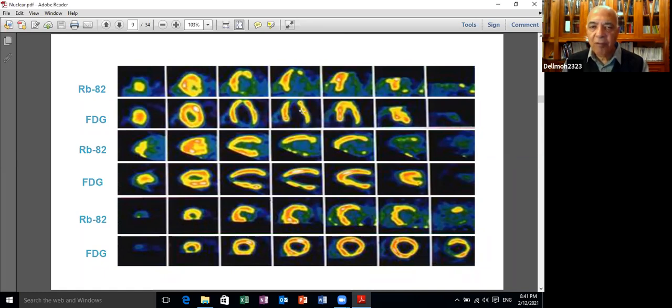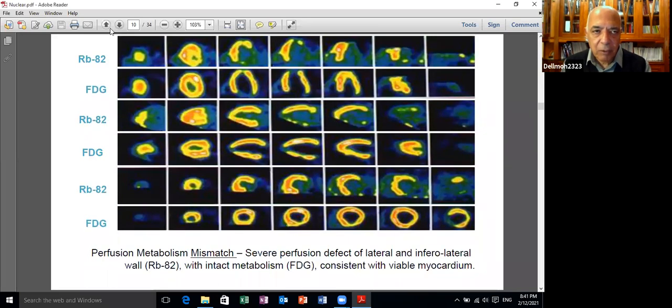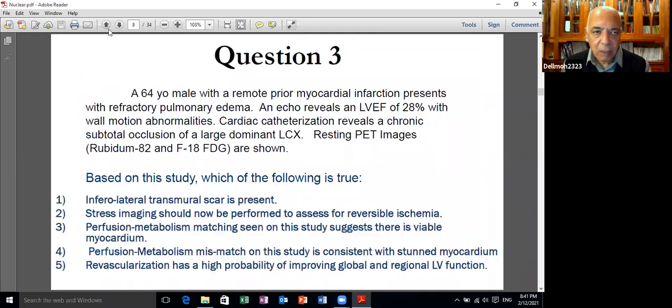So this is the kind of patients in which perfusion metabolism mismatch leads us to expect that revascularization will be much more helpful than medical treatment. So we go back to the questions and we see what we do.